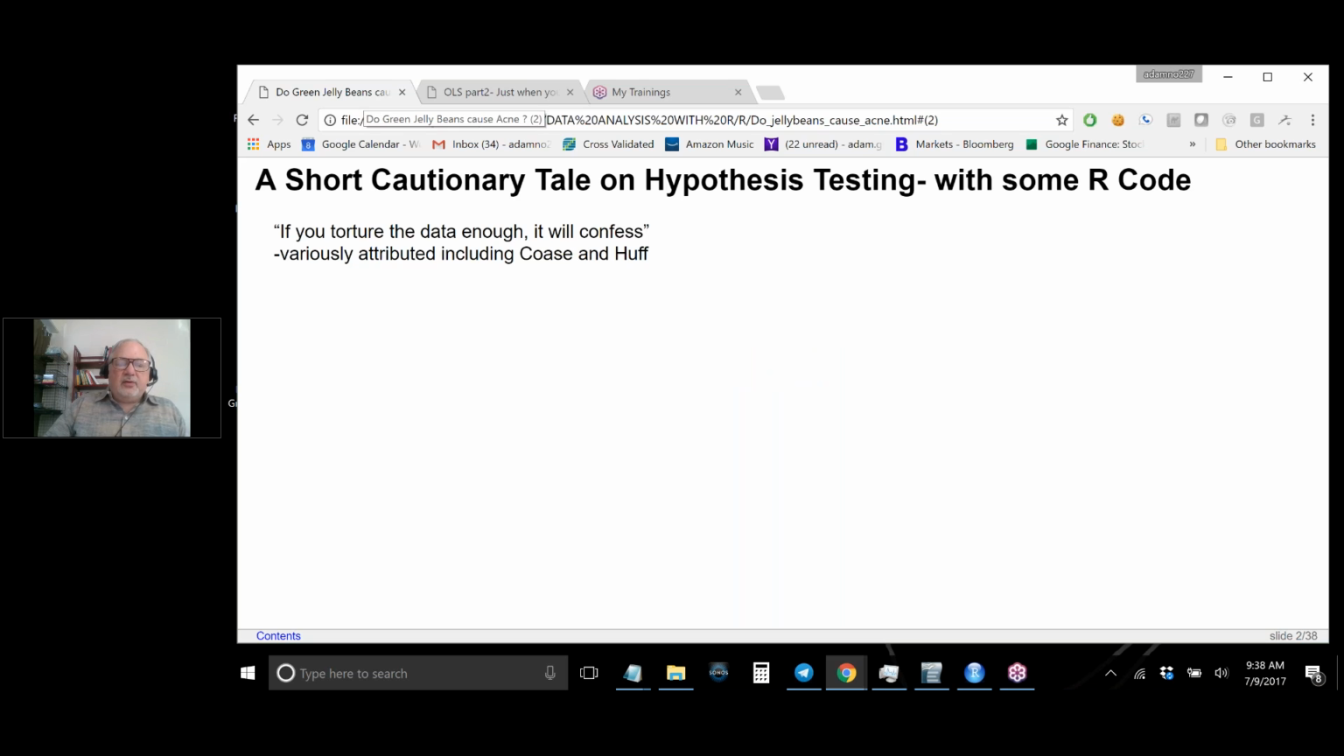You'll see it in a second. So this is a short cautionary tale on hypothesis testing, and it's also an excuse to introduce you to some pretty cool R code. And the operating principle is, if you torture the data enough, it will confess. I wanted to get an exact attribution, but I've seen it attributed to Ronald Coase, who's a very famous economist. I've also seen it attributed to a guy named Huff, who wrote a book on statistics. So I don't know, but this is a valid statement. If you torture the data enough, it will confess.